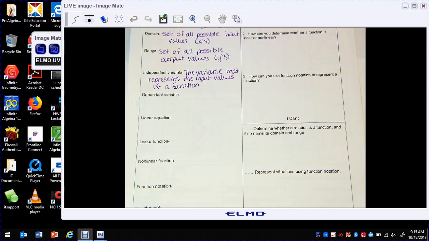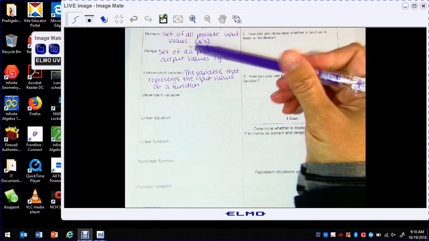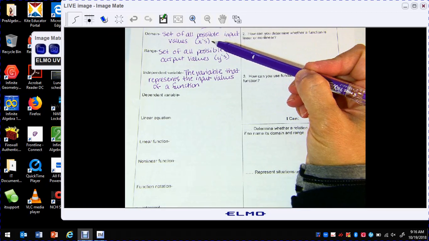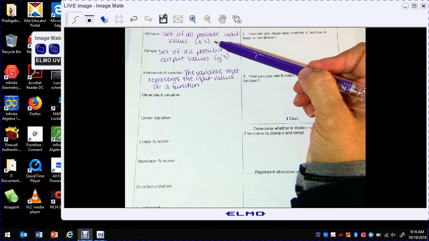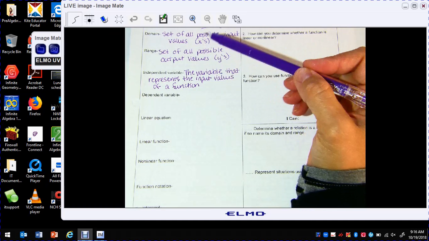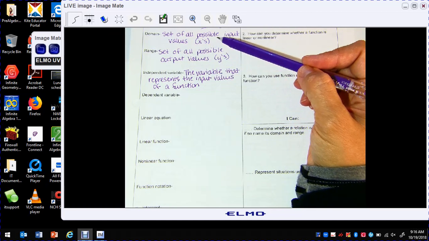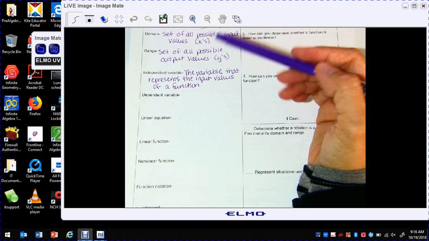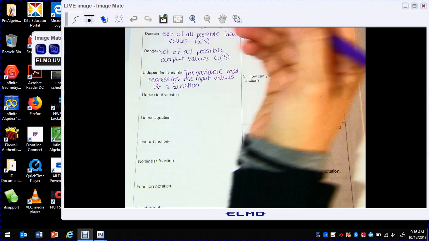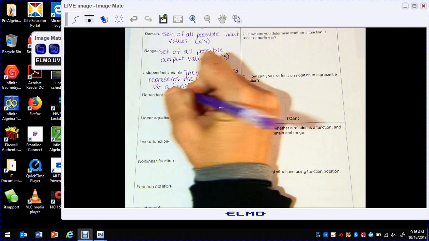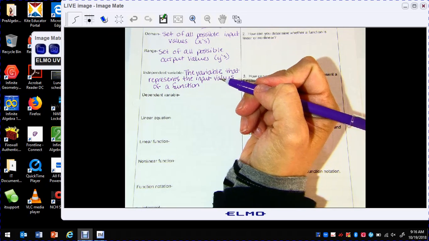If that's input, which if you remember from our previous notes, was the x values, the set of all possible, and we don't always use x and y, but when I show you an equation, I'll show you how it's really easy to tell which one's input and which one's output. And so the dependent variable is the variable that represents the output values of a function.